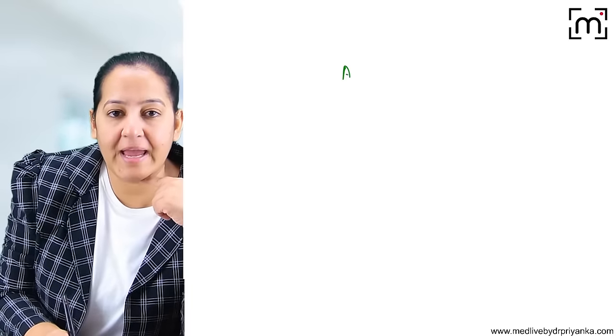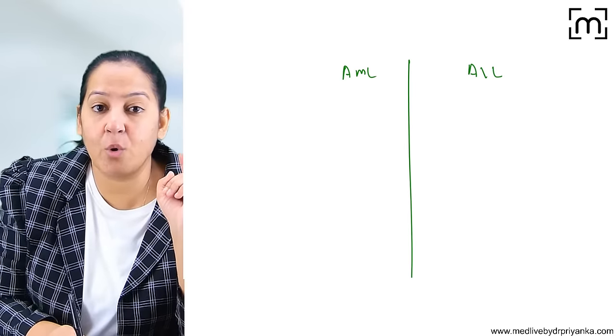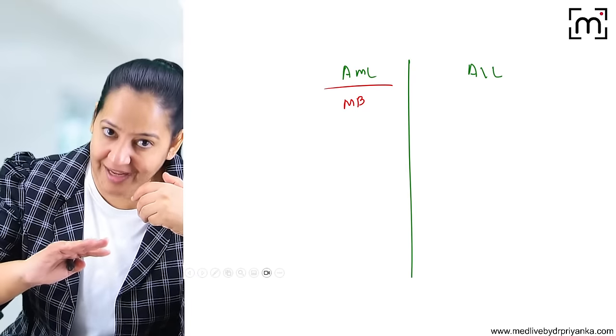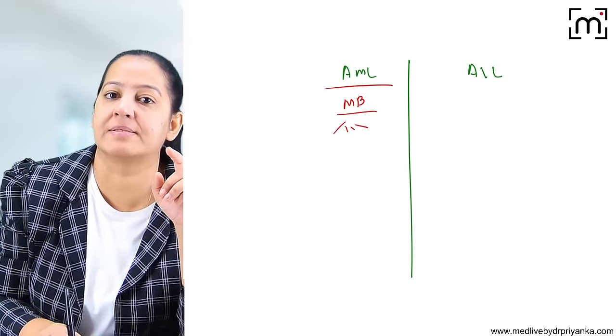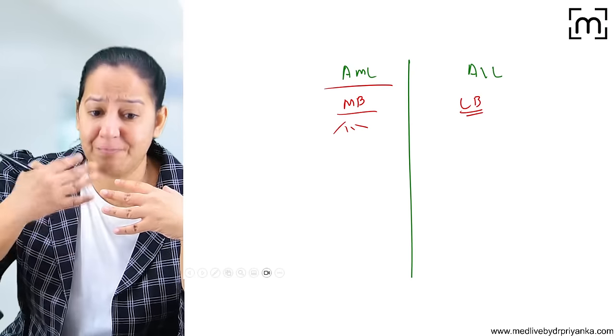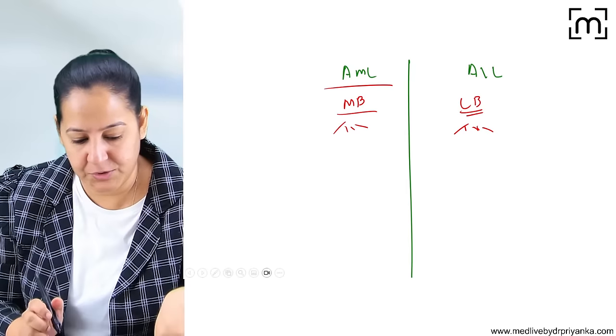So I'm telling you AML, I'm telling you ALL. I taught you that in AML only the myeloblast does the uncontrolled mitosis, spills in the blood, and after coming in the blood, the myeloblast moves into various organs. Here the lymphoblast does the uncontrolled mitosis, spills from the bone marrow into the blood, and from the blood goes into various organs. So that is the two types of leukemias we are comparing.